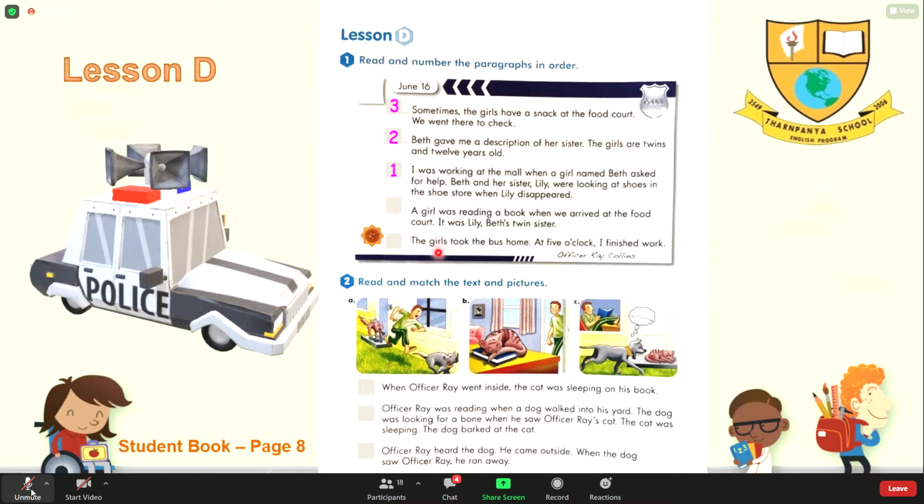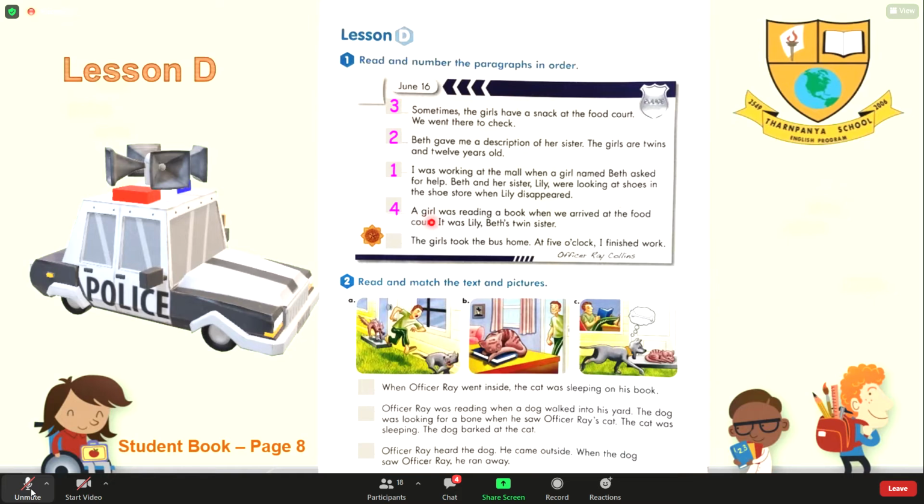Sentence four. Who wants to read this one? The girl took the bus.